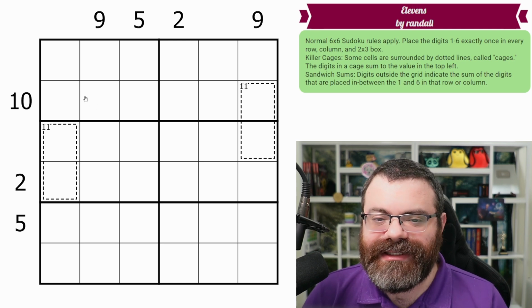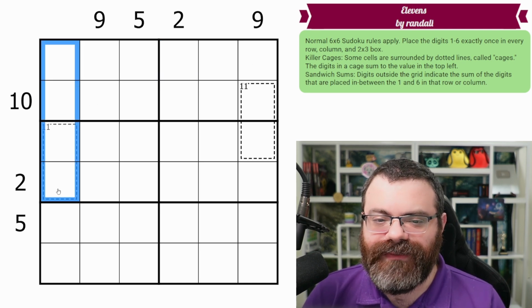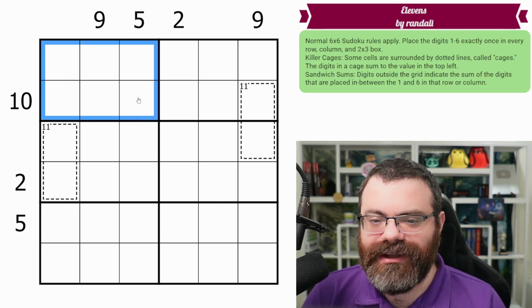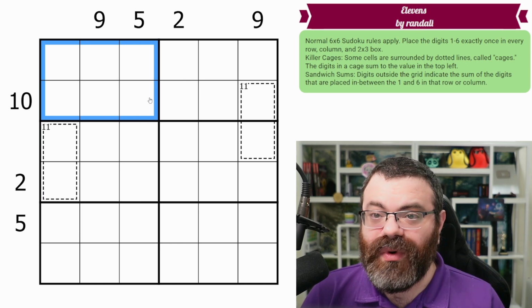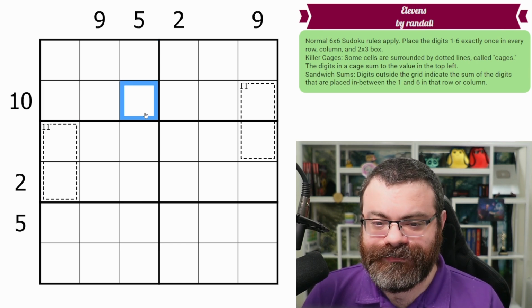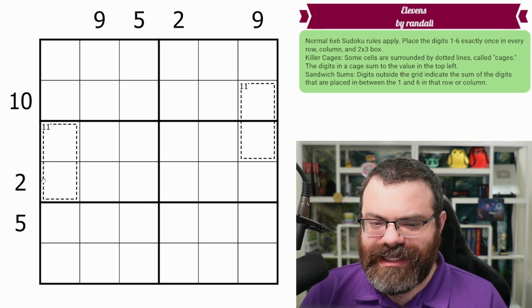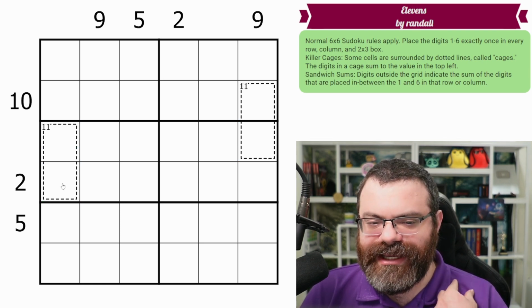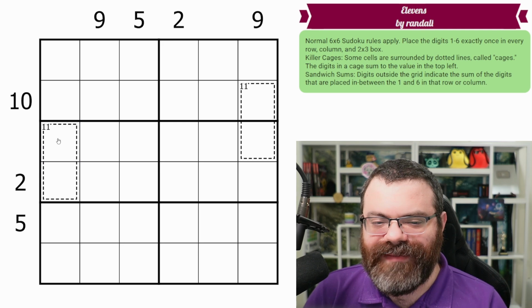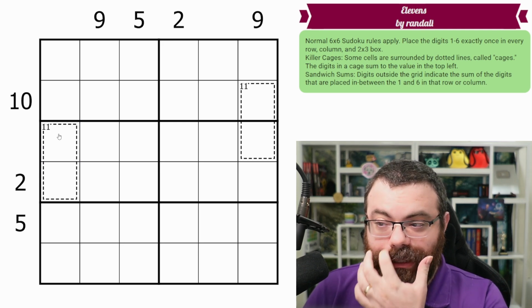So normal 6x6 Sudoku rules mean in every row, every column, and every 2x3 box, we are placing the digits 1 to 6 exactly once each. We also have these two killer cages in the grid. That's these cells surrounded by dotted lines. Those are always called cages. Killer cages mean that the digits sum to the value in the top left.